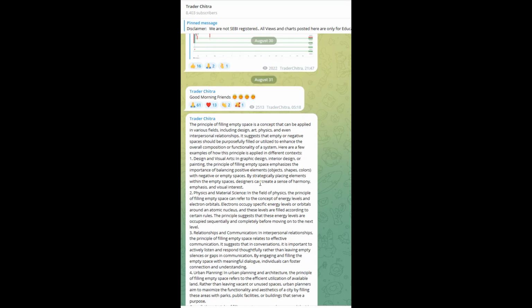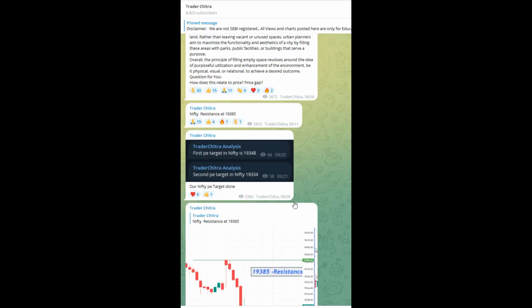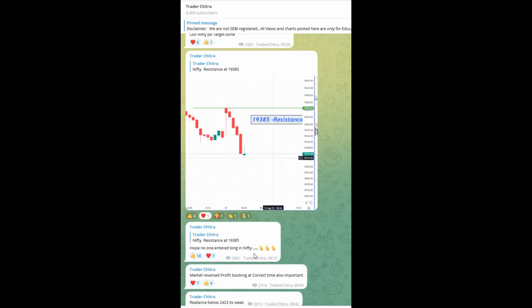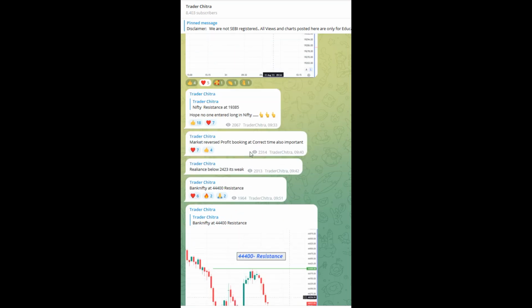Today, that is August 31st, I have shared the Nifty resistance at 19,385 at 9:11. After that we can see that the market started falling down and Nifty made a low till 19,200 on the same day.